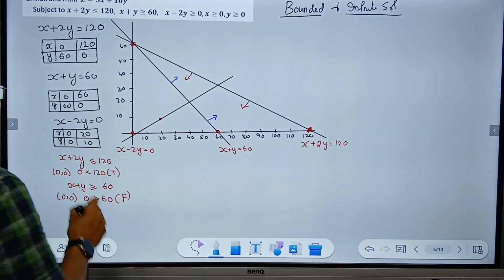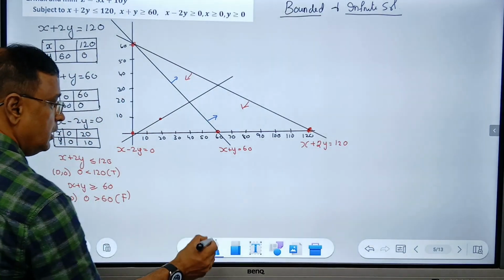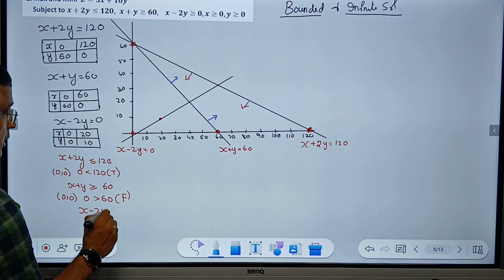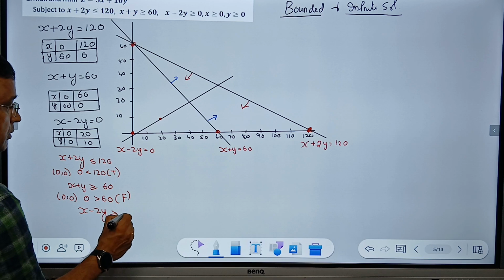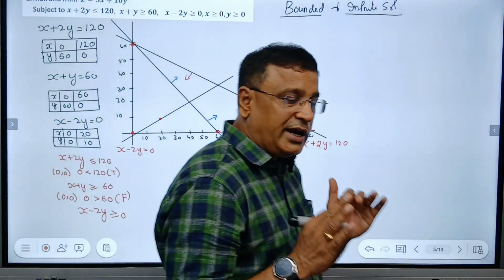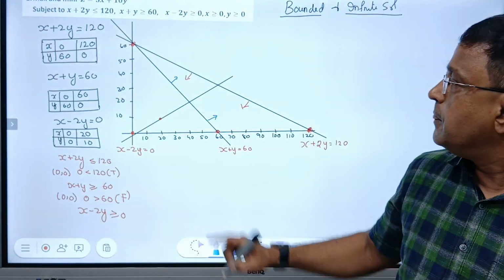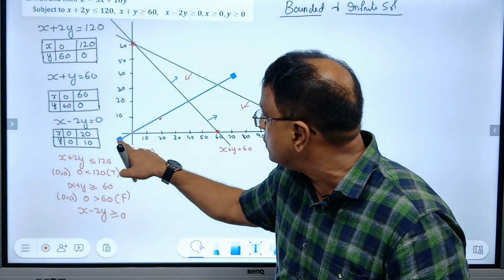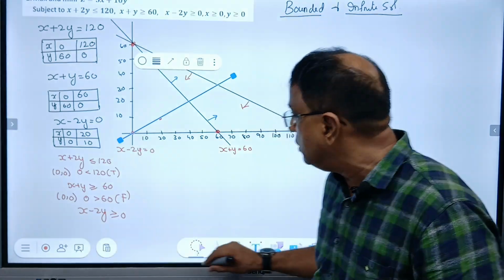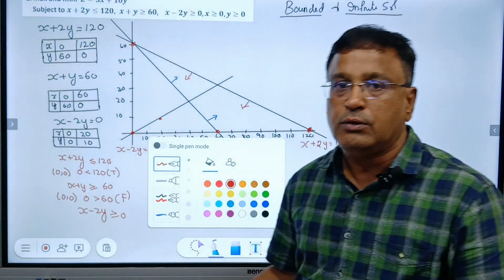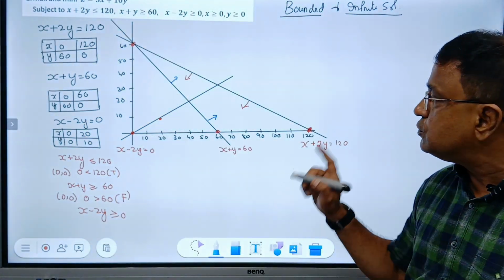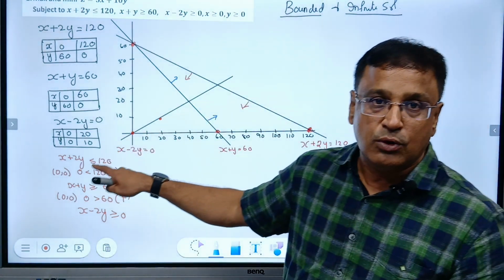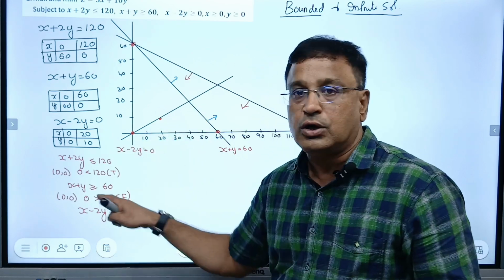So it's away. Now finally you have the third one, which is x minus 2y greater than or equal to 0. Here you cannot substitute origin because the line is passing through origin. Can you see? The line is passing through origin. So if you substitute origin, you get equal to. So you cannot substitute origin. Whereas in these two cases, I substituted origin because the line is not passing through origin.